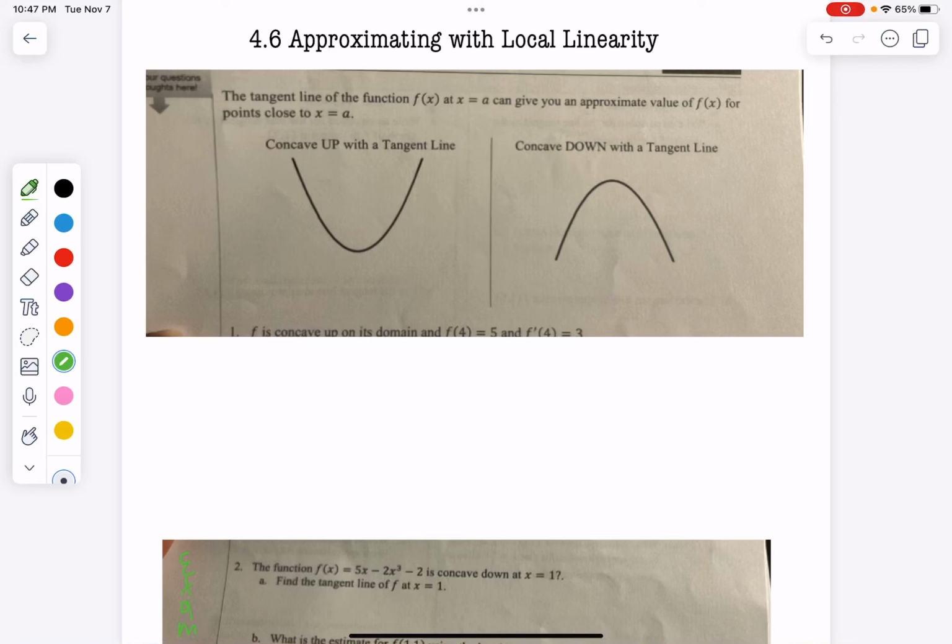Hey y'all, welcome to 4.6, approximating with local linearity. We are almost done with Unit 4, thank goodness, but today we're going to be doing this.